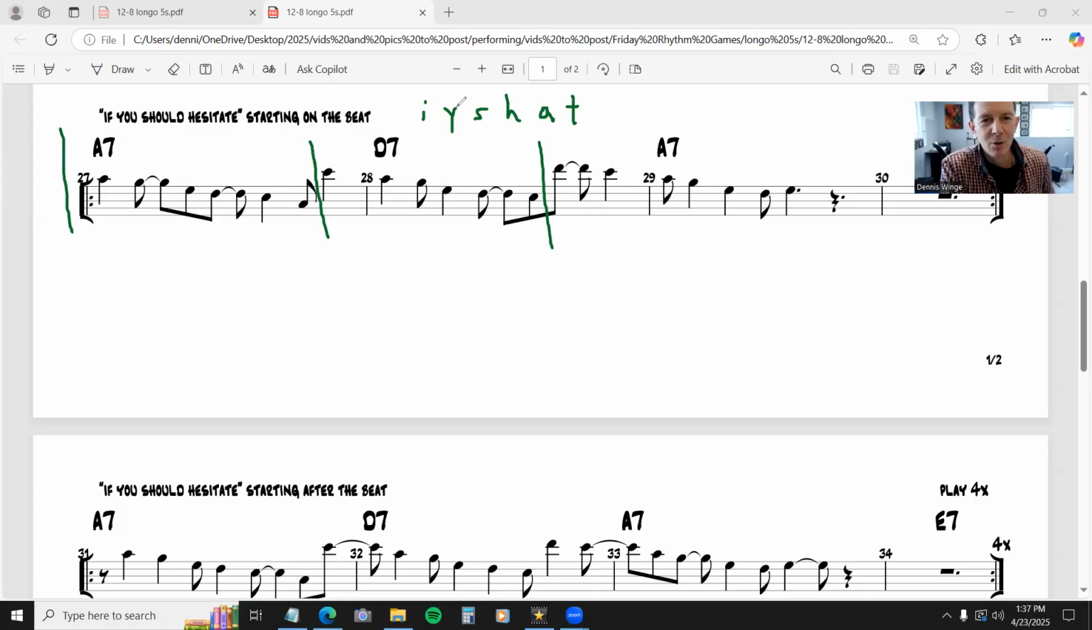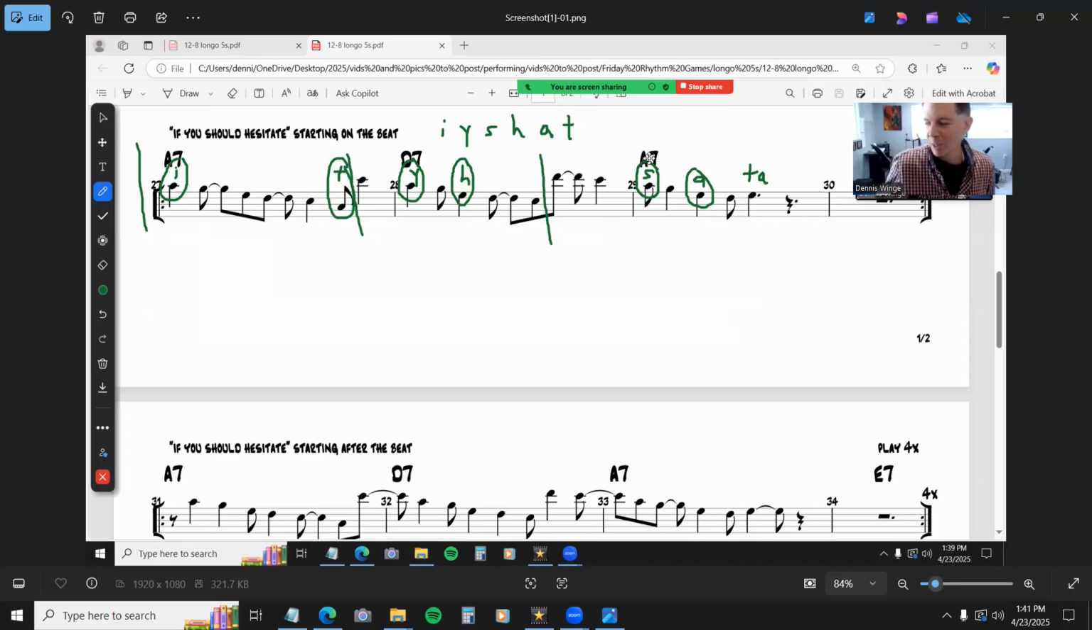I assigned these letters "If you should hesitate." Now I know hesitate is not spelled with an A, but I didn't want it to be confused with this I over here. So if you should hesitate, and then if you plot out where those fall on the downbeats, I put the syllables where it lines up. So like 1, 2, 3, 4. If you should hesitate, if you should hesitate, if you should hesitate, ta. I said ta at the end instead of if because you need a consonant. So I'm borrowing from konnakol.